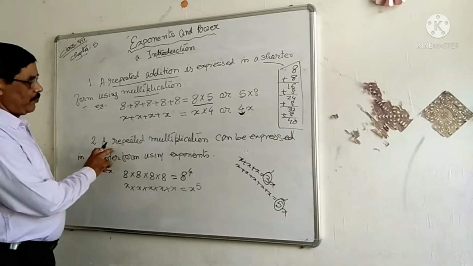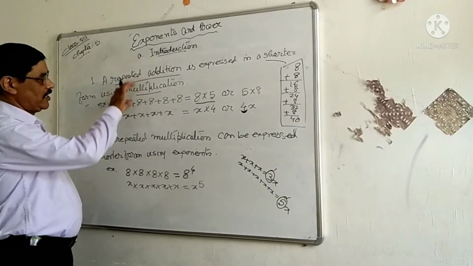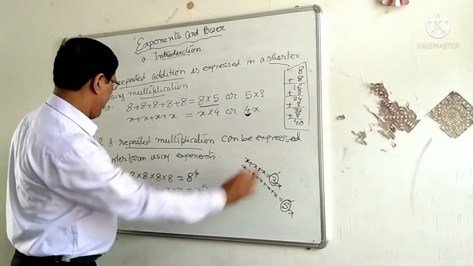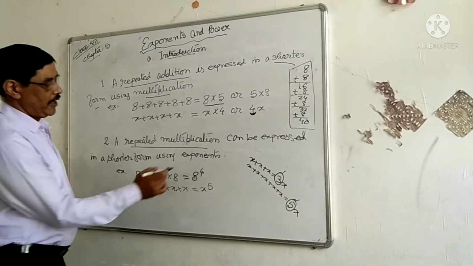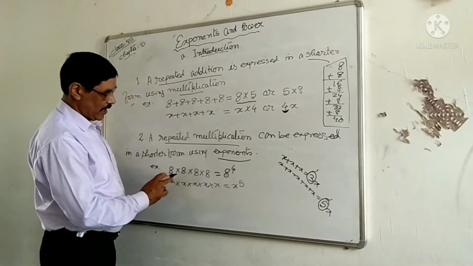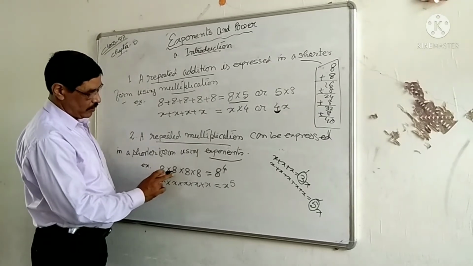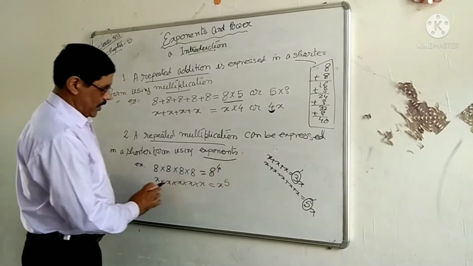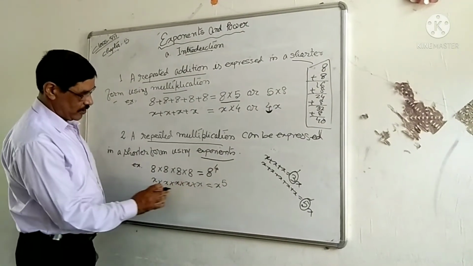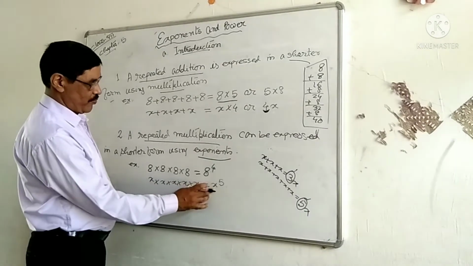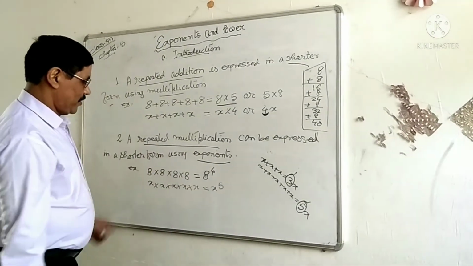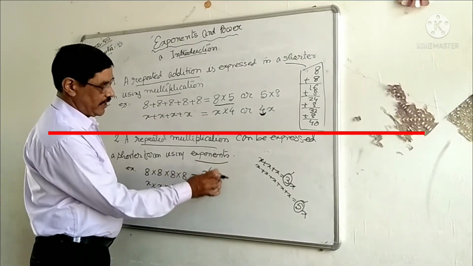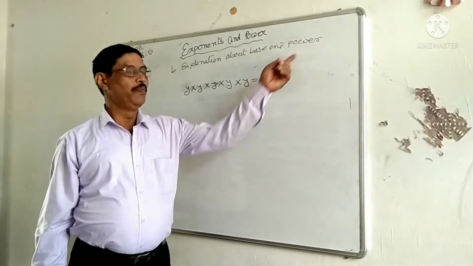And second one, a repeated multiplication. Here it was addition, now it is multiplication. A repeated multiplication can be expressed in a shorter form using exponent. Look at this, 8 is multiplied here, 1, 2, 3, 4 times. So this can be written as 8 to the power 4. Here x is multiplied 5 times, so this can be written as x to the power 5. So when a similar term is multiplied in this way, their power changes and it is known as the exponent.